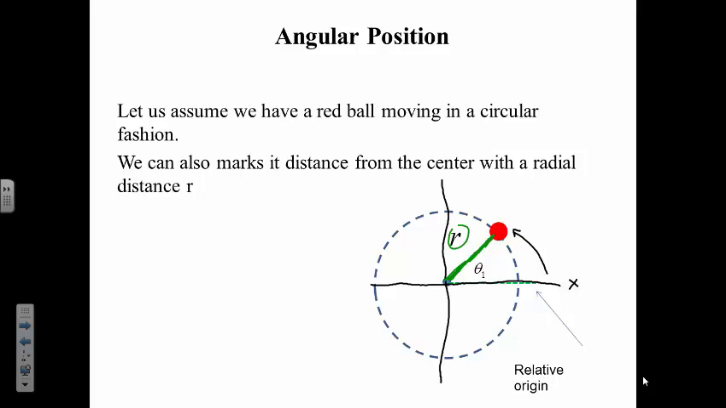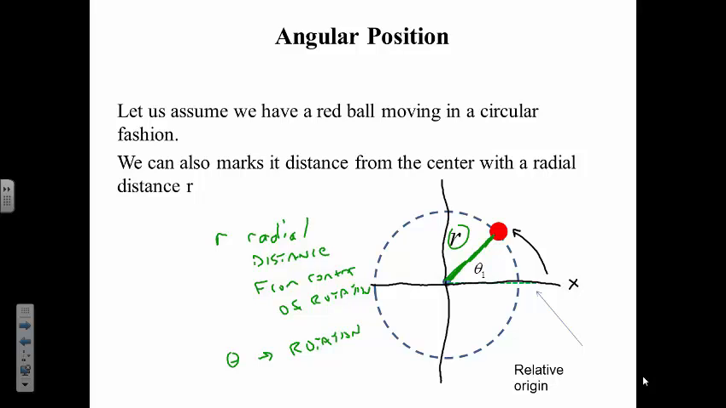So the two things that we use to describe our rotation are R, which is the radial distance from the center of rotation, and that angle theta, which is your rotation position. Okay, so now we have R and theta.